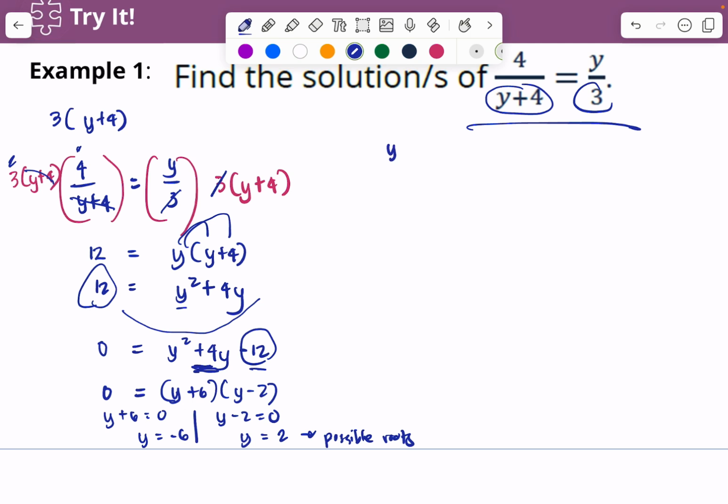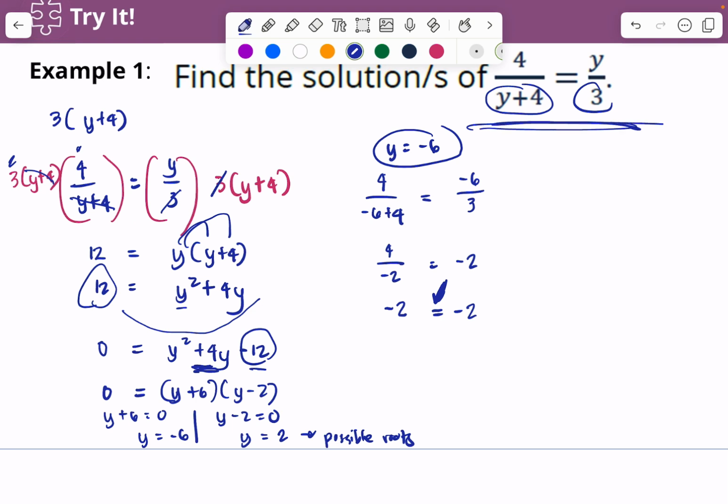Now we will have, if y is equal to negative 6, so you will have 4 over negative 6 plus 4 is equal to negative 6 over 3. You will have 4 over negative 6 plus 4, that's negative 2, is equal to negative 6 divided by 3, that will be negative 2. So 4 divided by negative 2, that is negative 2, is equal to negative 2. So your solution, y is equal to negative 6, satisfied your given original equation. That means y is equal to negative 6 is part of your final solution.